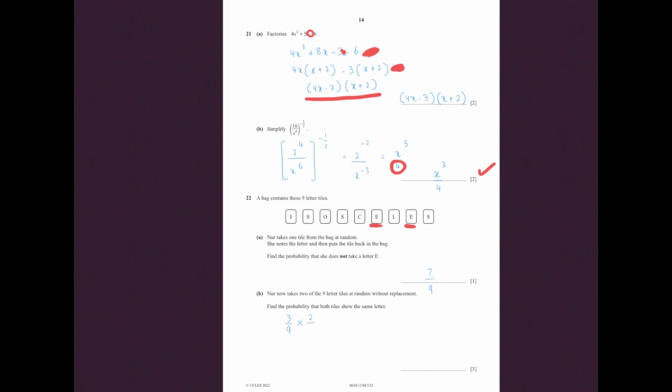Now probability of not choosing letter E. How many Es were there? 2. Total 9, so the remaining letters will be 7/9. Then she takes two tiles without replacement. Find the probability that both have the same letter. So which letters can be the same? Either S or E. If I talk about S and S, how many S were there? 3, so 3/9 for the first, multiplied by 2/8 for the second. And there is a possibility of getting E. How many Es in total? 2/9 and the second E is 1/8, so I got 1/9.